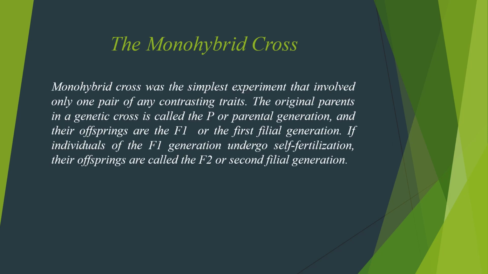The monohybrid cross was the simplest experiment that involved only one pair of contrasting traits. The original parents in a genetic cross are called the P or parental generation, and their offspring are the F1 or first filial generation. If individuals of the F1 generation undergo self-fertilization, their offspring are called the F2 or second filial generation.